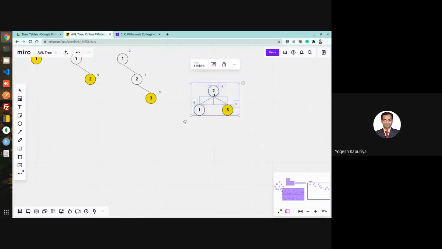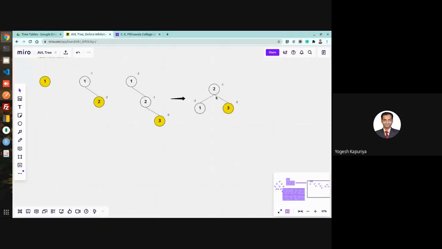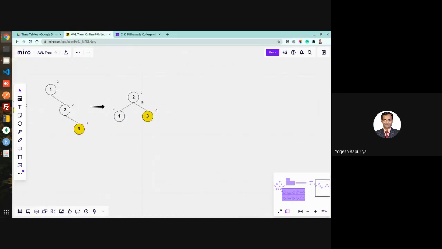Now if you compute the balance factor, it is 0. This is 0 and this is also 0, because the left subtree height is 1 and the right is also 1. So this is 0 and 0. So now this is an AVL tree. So we inserted 3. Now let's insert 4. So where will 4 go?